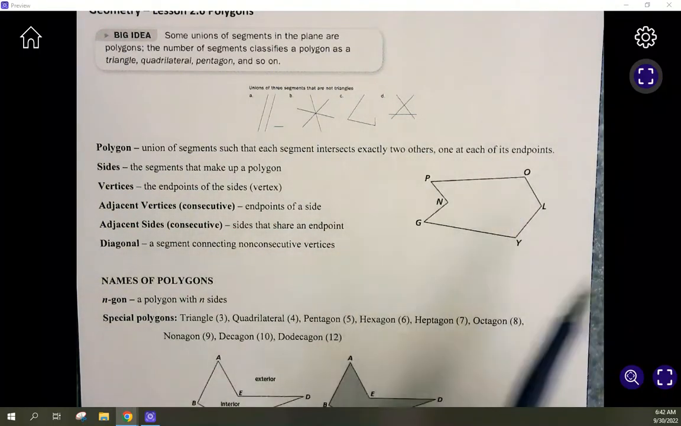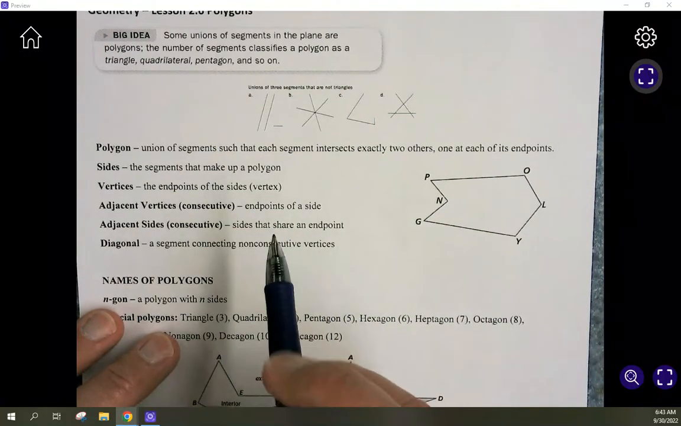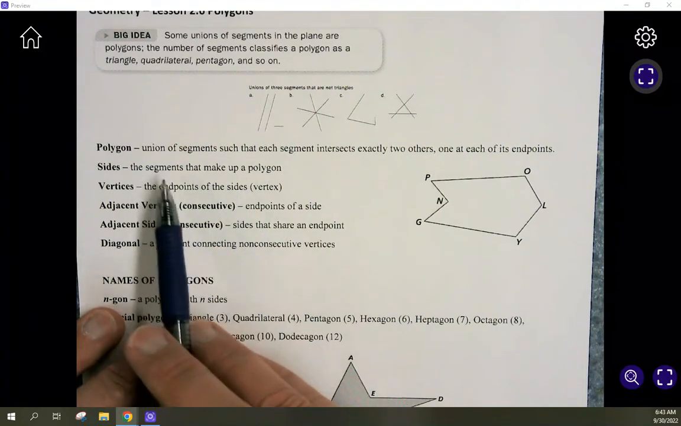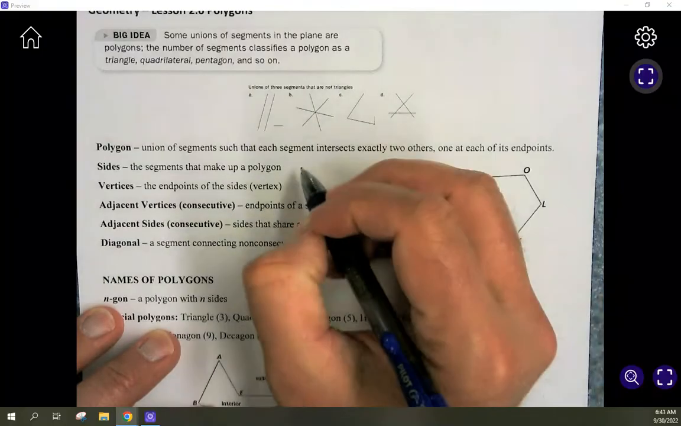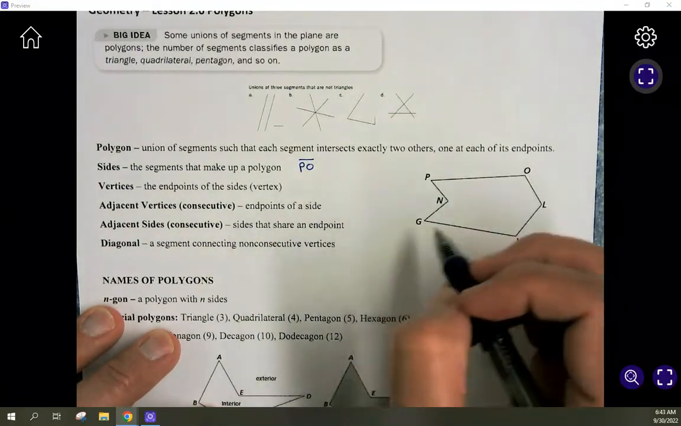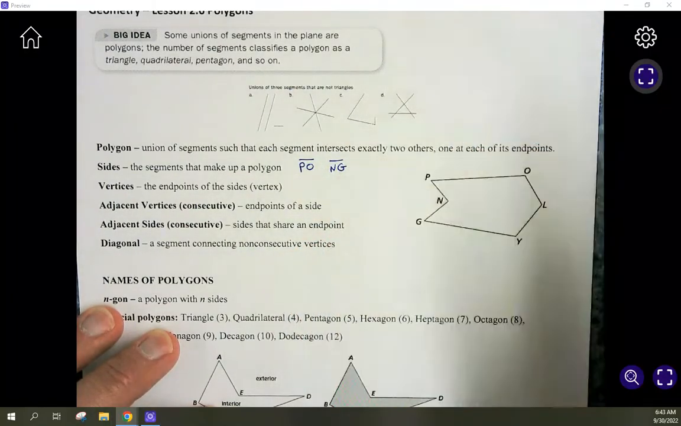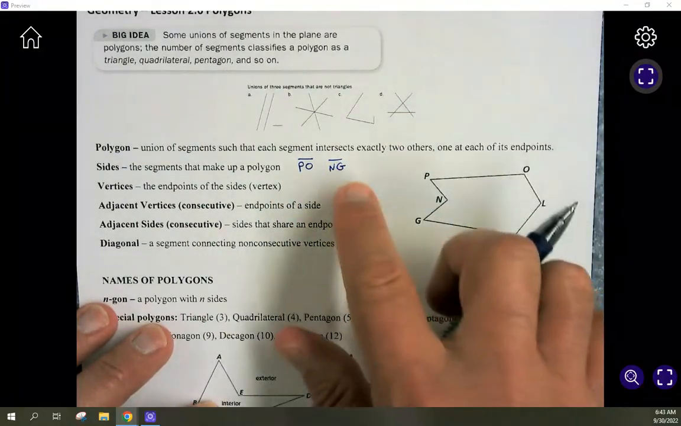All right, now we're going to talk about some key vocabulary words for these polygons. Obviously, we know what the sides of a shape look like. I think we would all be able to identify those. So specifically, those are the segments that make up a polygon. So a side, you would write as something like segment PO or segment NG. And since it's a segment and not a ray, the order that you put those letters doesn't matter. You could say GN or OP.